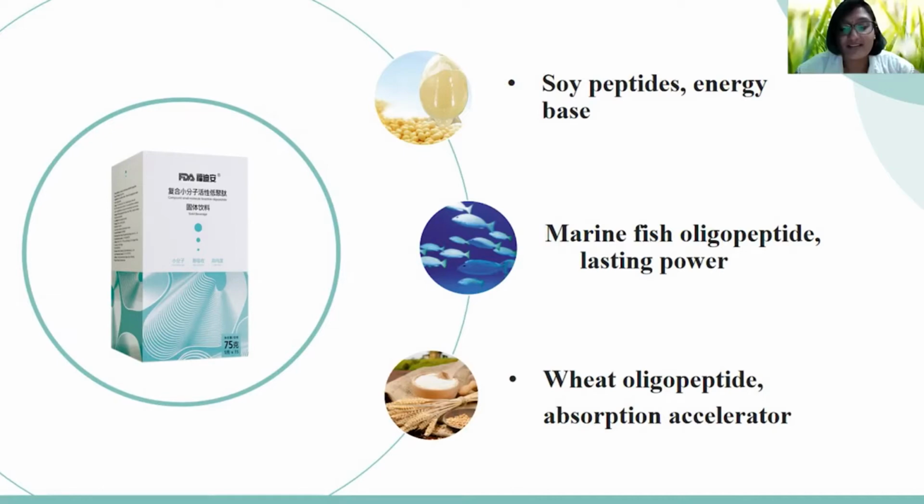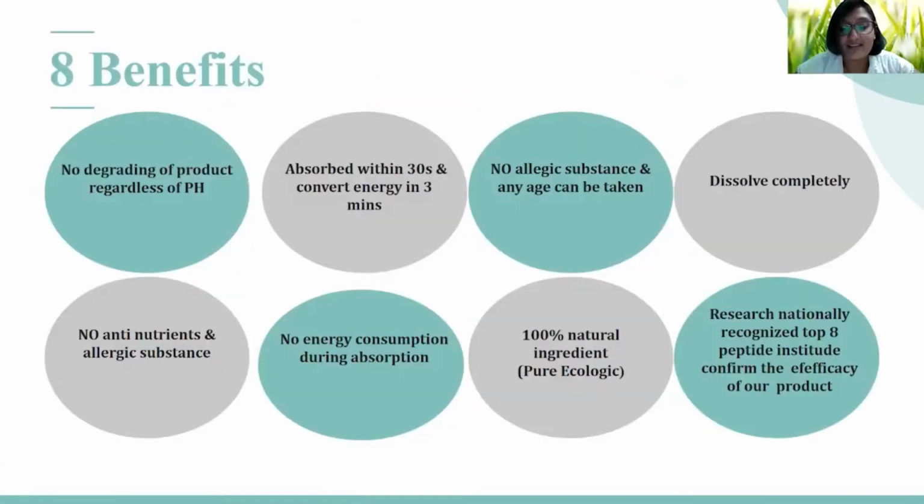Fish will help us synthesize collagen, as I told you earlier, and repairs tissue. It also promotes absorption, right? Wheat will help us reduce blood pressure and adjust gastrointestinal function. Not only that, it also regulates nerves and blood sugar level to improve the symptoms of diabetes. Okay, let us look at the main 8 benefits of our peptide.